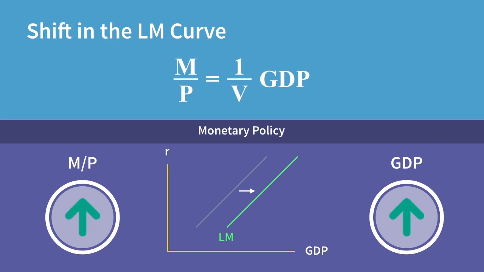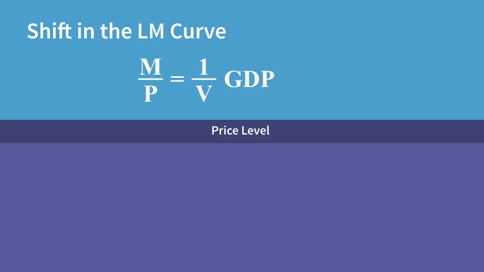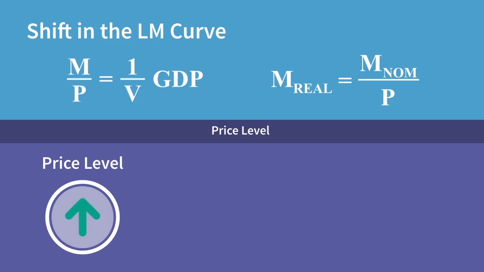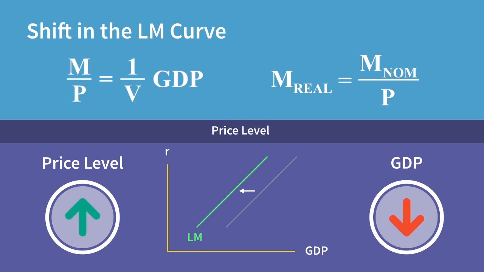The second thing which will shift the LM curve is the price level. So remember that the real money supply is equal to the nominal money supply divided by the price level. So when the price level rises, the LM curve will shift to the left to mark a new point where interest rates and GDP lead to equilibrium in the money market.